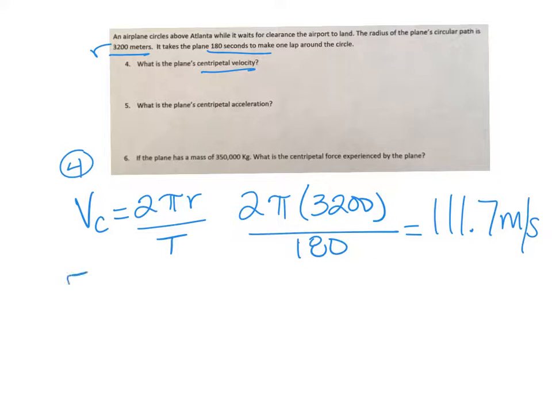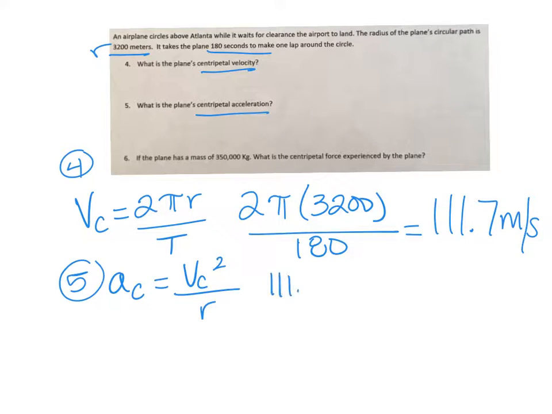For number 5, we're looking for the centripetal acceleration of the plane, so we're going to use the centripetal acceleration formula, which is centripetal acceleration is equal to our centripetal velocity squared divided by the radius. So we're going to plug in that 111.7 we just got, and we're going to square that and then divide that by the radius of 3,200. And when we do that, we're going to end up with 3.9 as our answer. And then the unit, since it's acceleration, is meters per second squared.